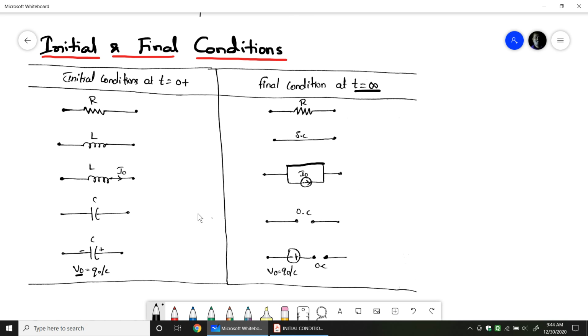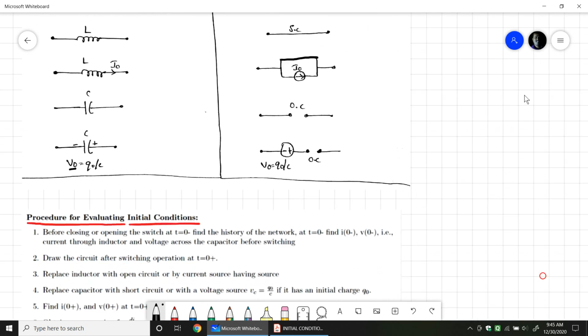Now this is the way the element behaves at t equals infinity. So these three things what we saw just now should be known by you. One is the table related to t equals 0 plus, then the table related to t equals infinity, and then IL of 0 minus equals IL of 0 plus, and VC of 0 minus is equal to VC of 0 plus. These three are very important for you to know while solving problems related to initial and final conditions.